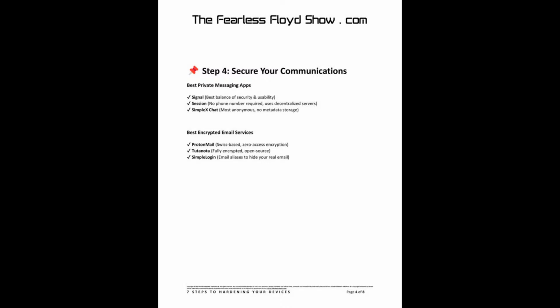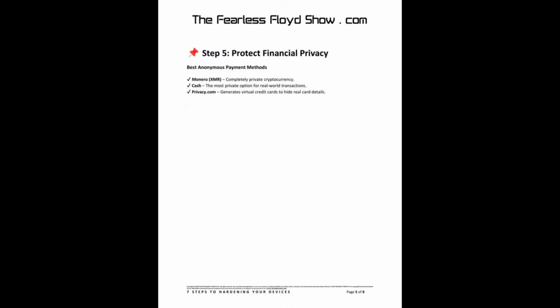Tutanota, fully encrypted open source. Simple login, email aliases to hide your real email. Step 5, protect your financial privacy. Best anonymous payment methods. Monero XMR, completely private cryptocurrency. Cash, the most private option for real-world transactions.